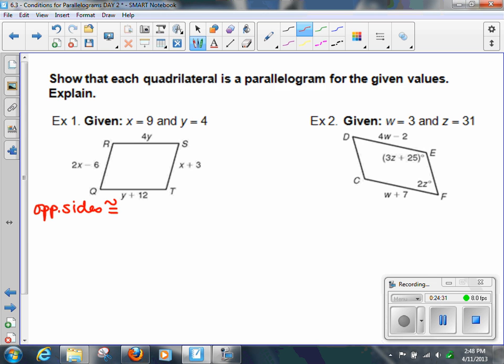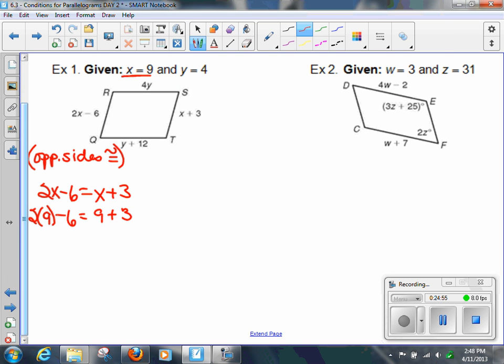Kevin, how am I going to set this up? Opposite sides are congruent. I think you said 2x minus 6 equals x plus 3. Yeah. Now it says that x is 9. What do I do? Plug in the 9. Yeah. 2 times 9 is 18. 18 minus 6, is that a true statement? Did y'all get 12 equals 12?